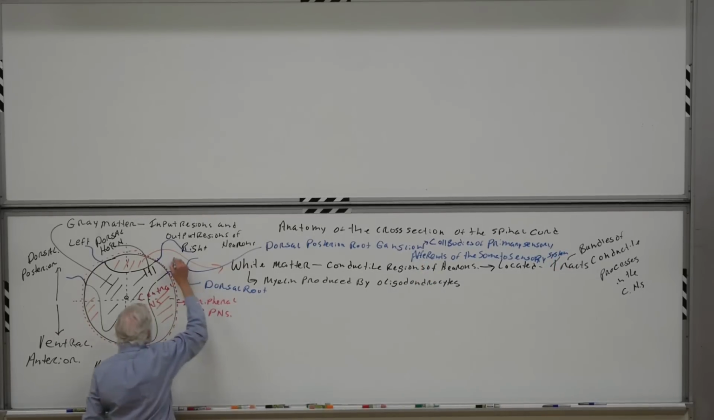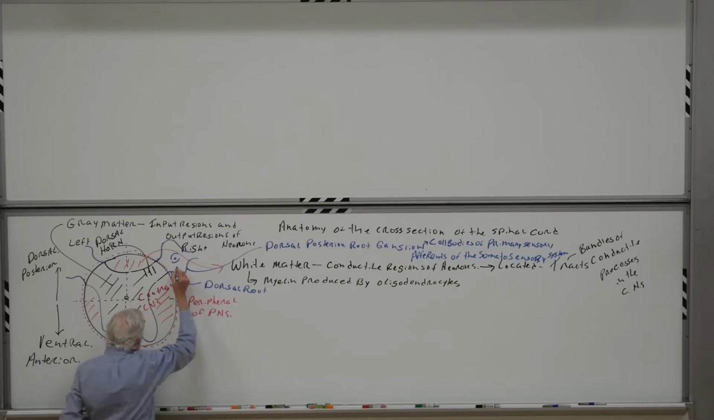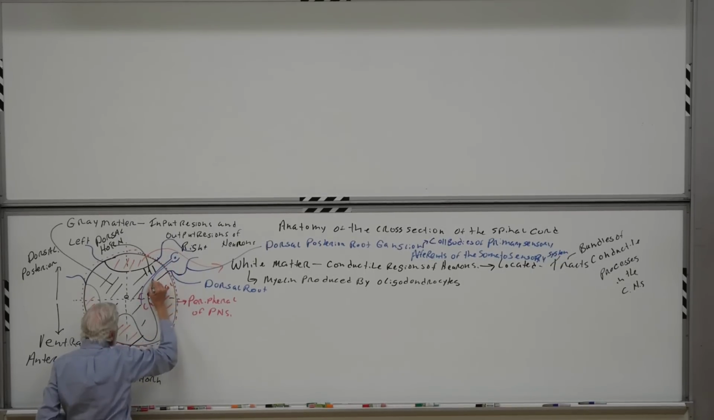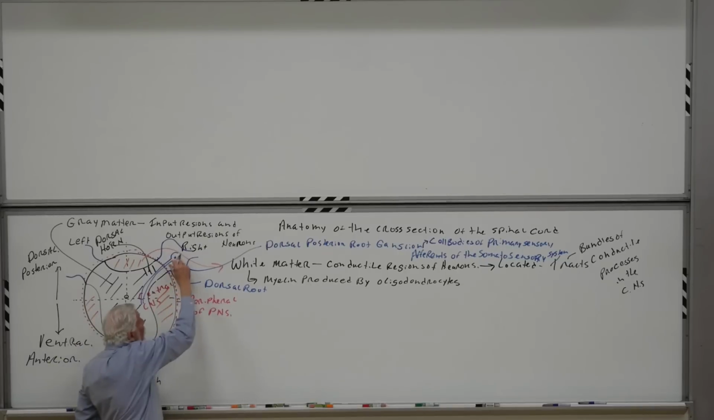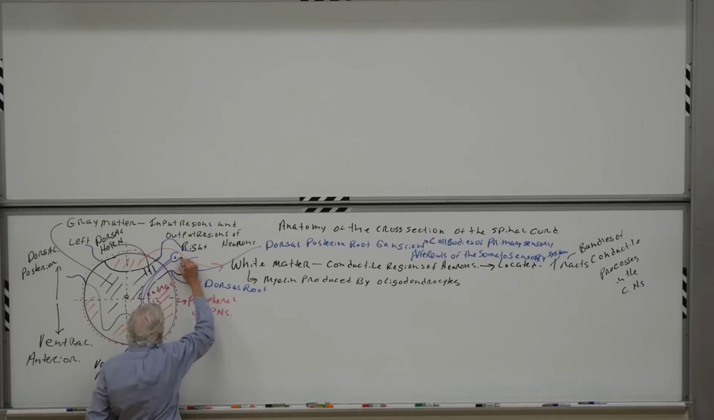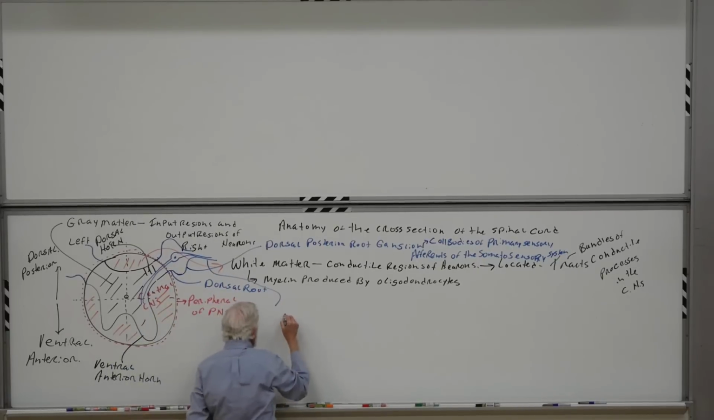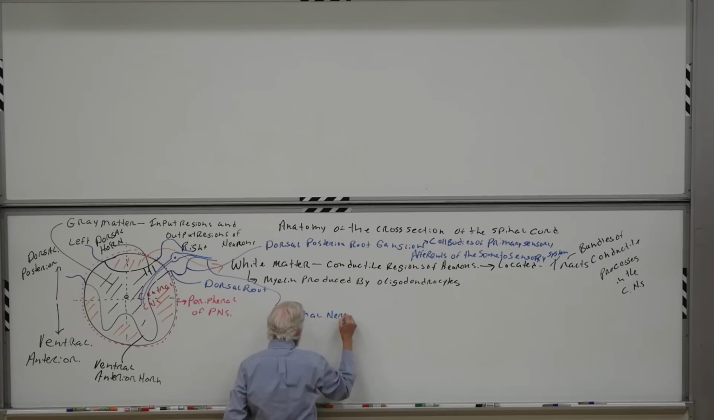So if we would look at one of these neuronal cell bodies here, this is meant to be a cell body, there's its nucleus. This neuron will extend a process into the central nervous system. But similarly, this neuronal cell body will have an extension that goes out into the periphery. This will go out into a spinal nerve.